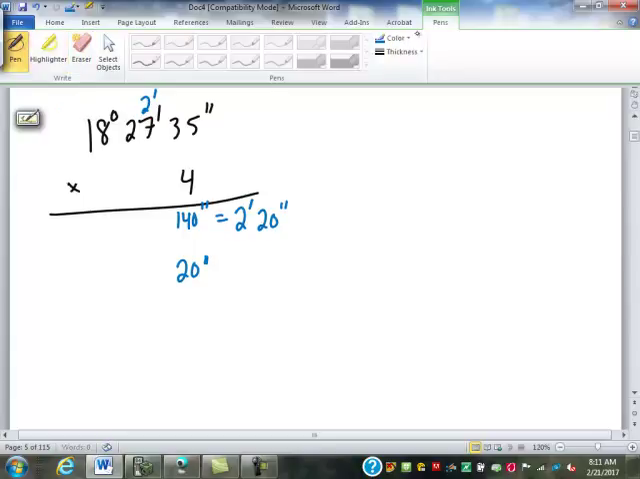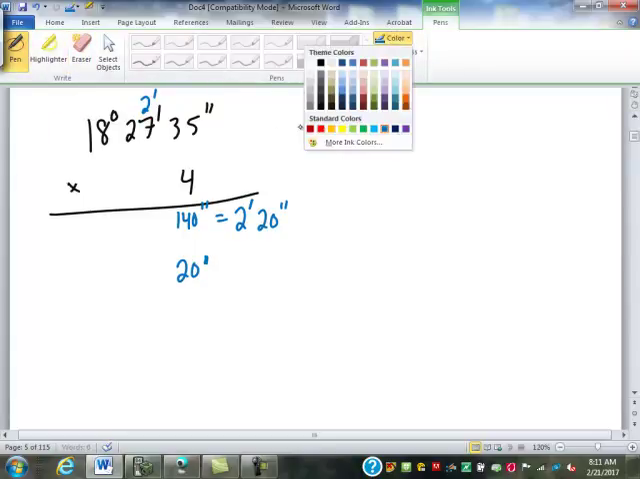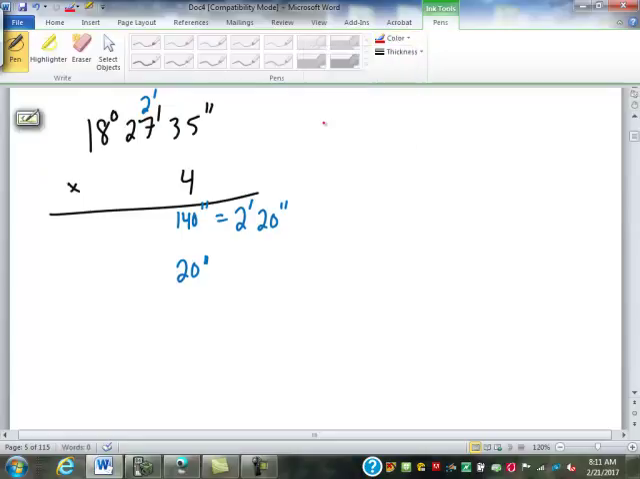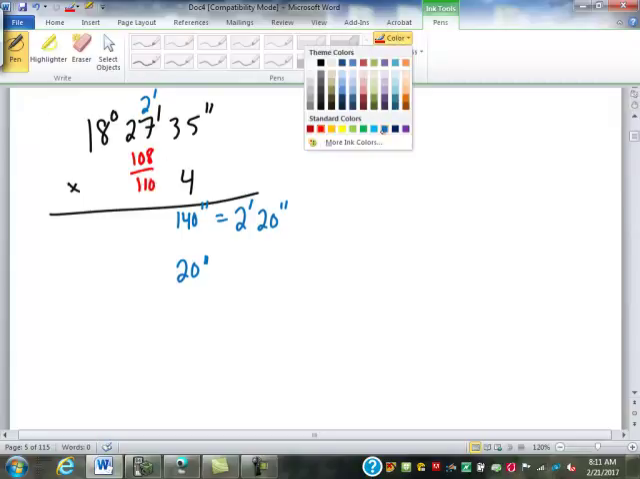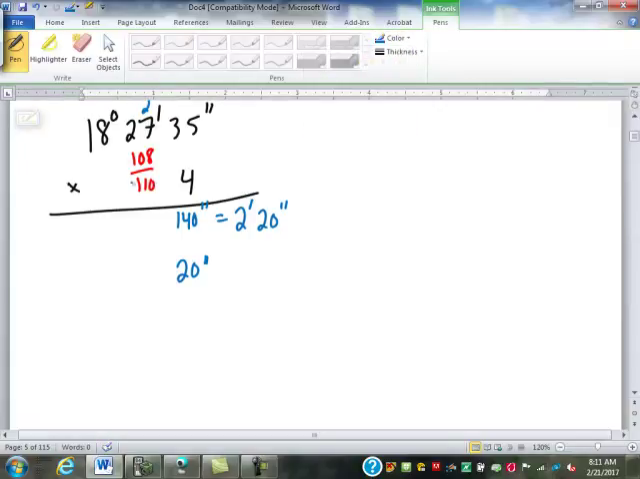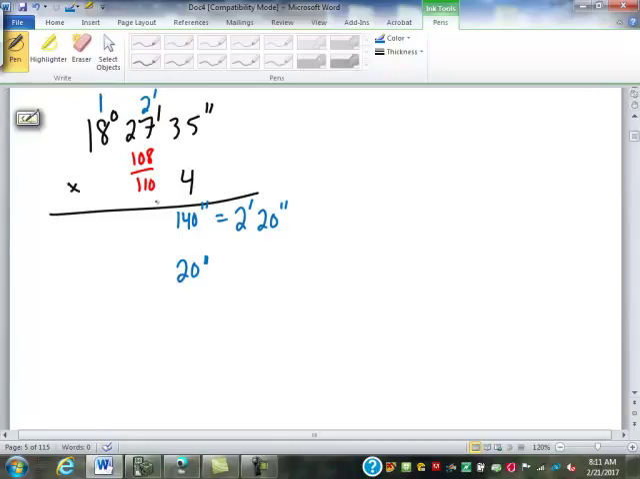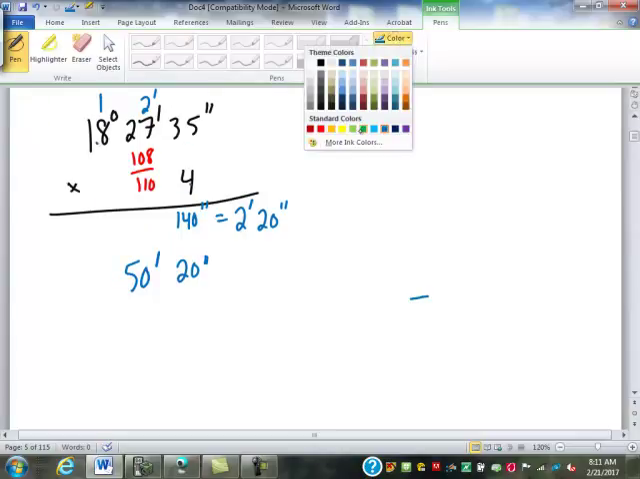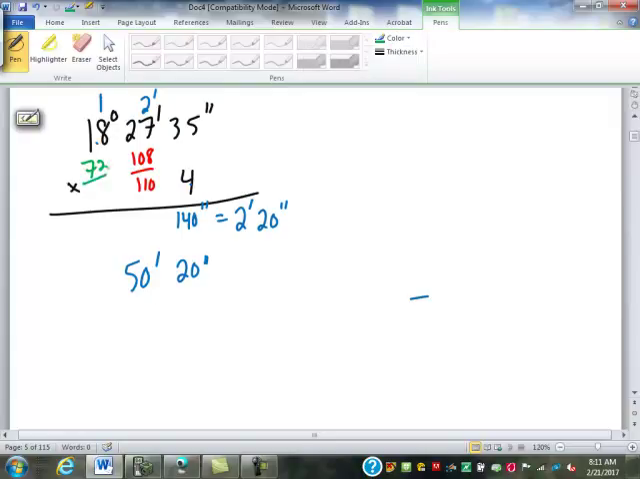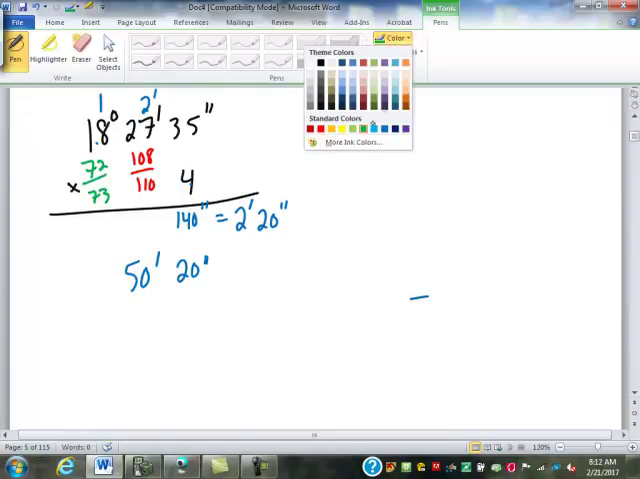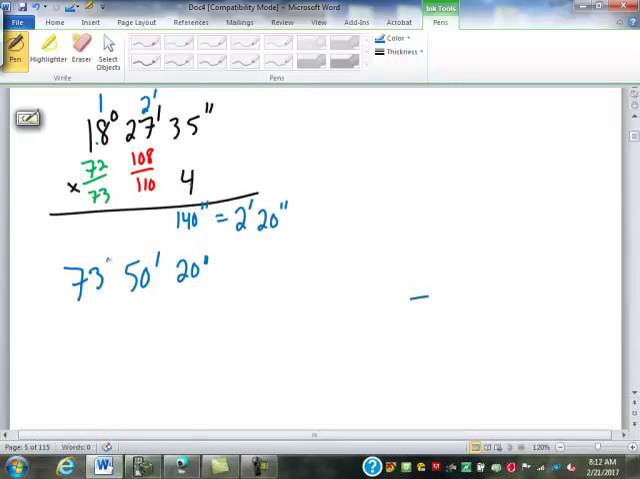Now we multiply before we add. So we do 4 times 27 is 108, plus the 2 is 110. Well, that 110 again is going to be 1 degree with 50 left over. So there's still 50 minutes. We carried the 1 degree. 4 times 18 is 72, plus the 1 is 73. And that is just 73 degrees. So 73 degrees, 50 minutes, 20 seconds.